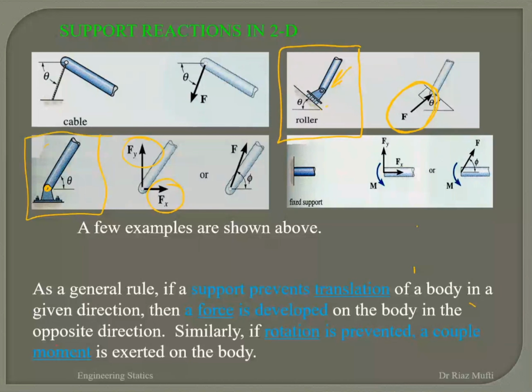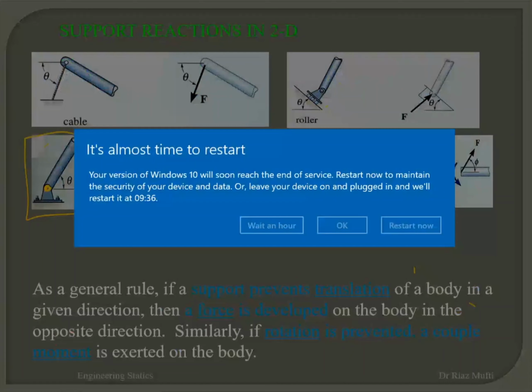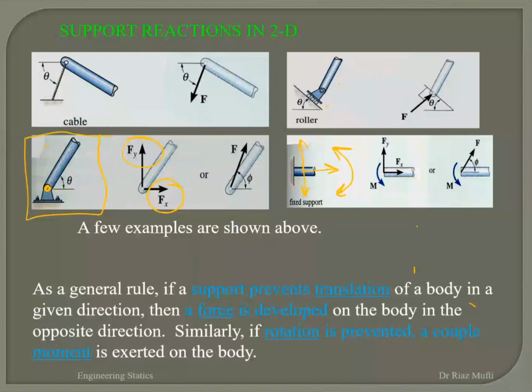Similarly, in this scenario, I've got a rod which is fixed to the wall. I want to move the rod in this direction. I cannot do that, it's fixed. I want to move the rod in this direction. I cannot do that. I want to rotate the rod. I cannot do that. It's fixed to the wall. So if the rod cannot move in any direction, then there's a support reaction force. I can see I've got two reaction forces. If I cannot rotate the rod, then I will have a reaction moment also. Is that clear to everyone?